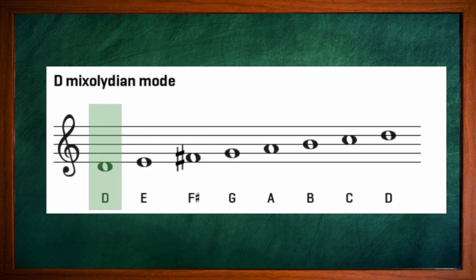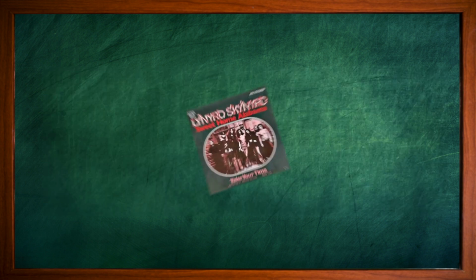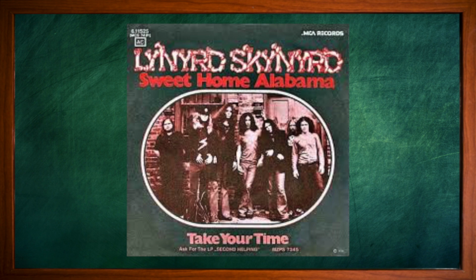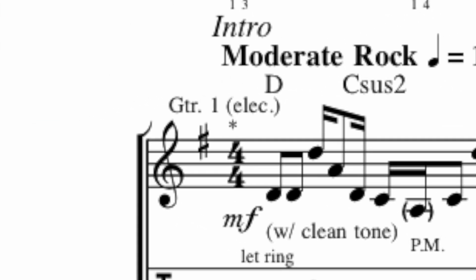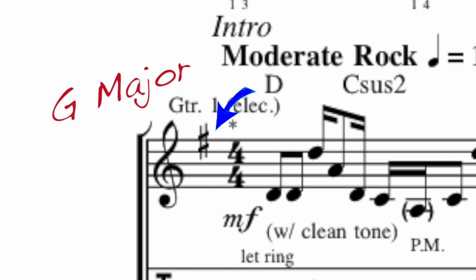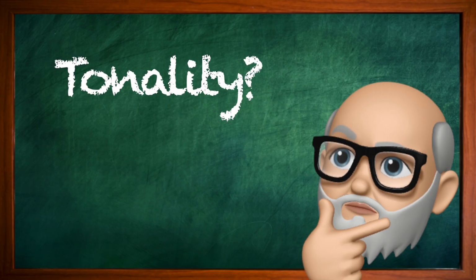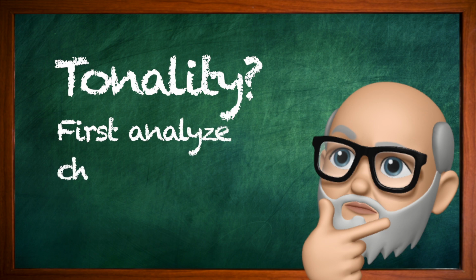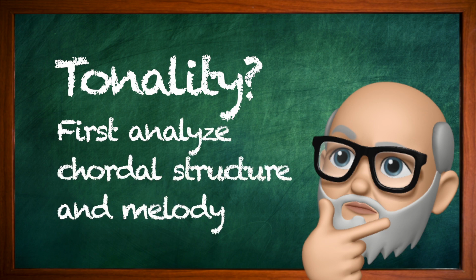Now that we've properly defined these terms, let us observe Sweet Home Alabama in detail. As we can see by the key signature of 1 sharp, the piece initially appears to be in the key of G major. However, the key signature doesn't necessarily dictate the tonality of a piece, and I think this is where the disagreement amongst musicians lies. In order to determine the tonality, we must analyze the chordal structure and melody.